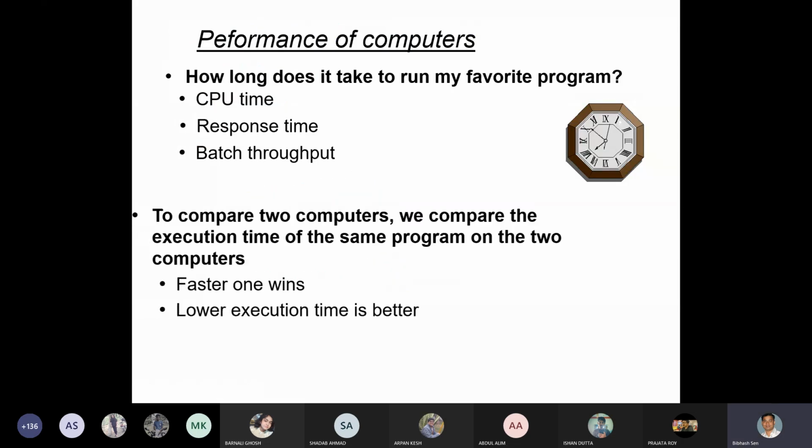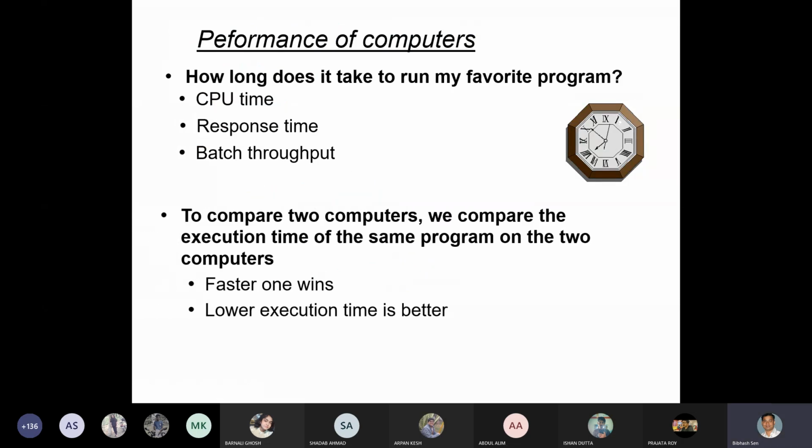Let's see. I am saying that to compare two computers, we can compare the execution time. We can compare the execution time of the same program on two computers. That should be your criteria. Same program on the same computer.